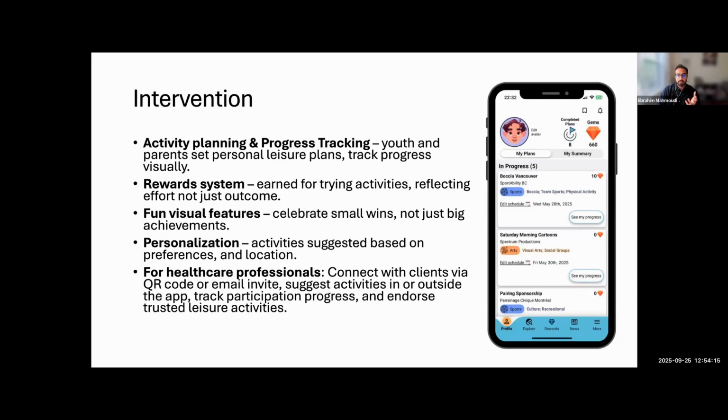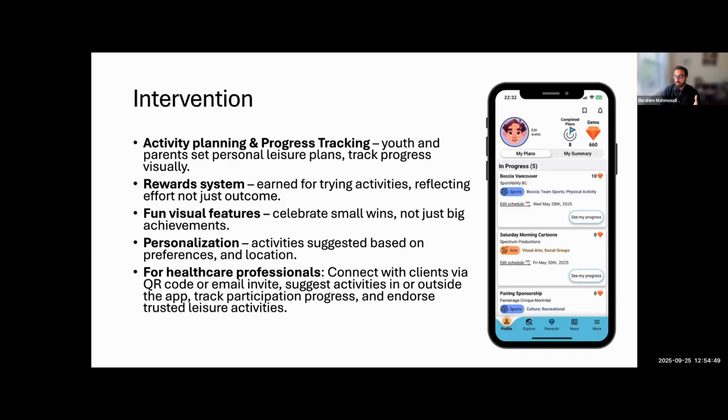And here's a sample of the new version of the app with the new gamification features, where now children and young persons with disabilities can create personalized leisure plans and track their progress over time. One important feature in the app is that they can reflect on their participation experiences, linking to the F-words framework for childhood development. It was one of the feedback from the parents that they want to have this opportunity to reflect on their participation experience.